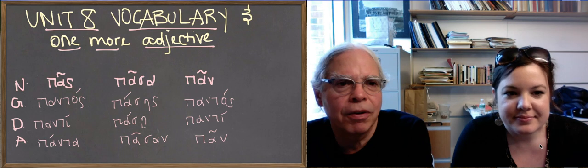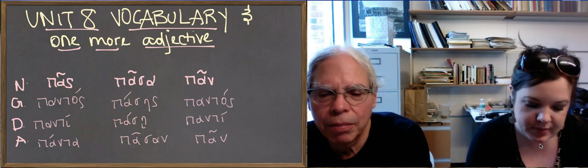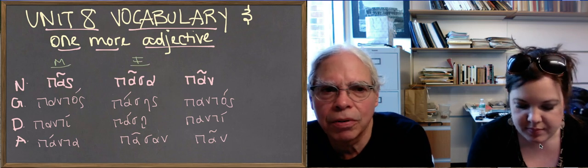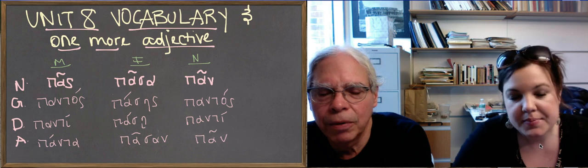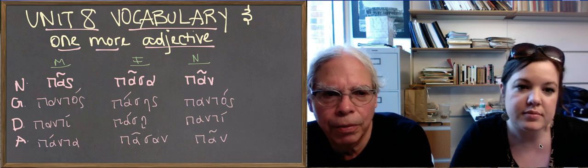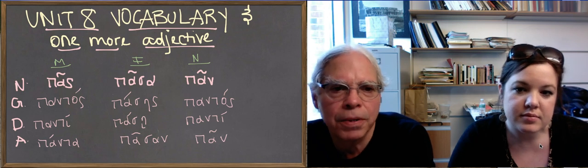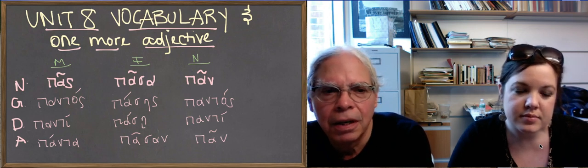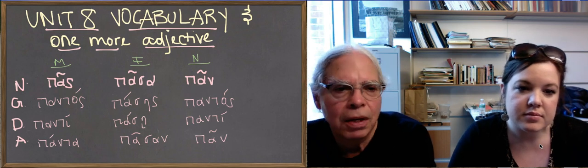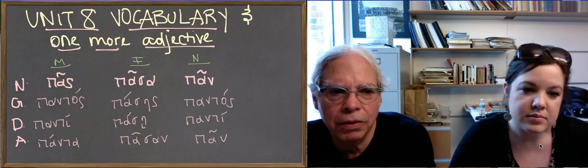This is the last video on Unit 8, and we're going to talk about the vocabulary in this unit, but also there's one more adjective that gets introduced in this lesson. Belisi's put up on the blackboard the forms of the singular of this adjective, pās, pāsa, pan, okay? We'll talk about the meaning of it in a second, but if you look at the forms, the genitive is pantos, pāses, pantos.